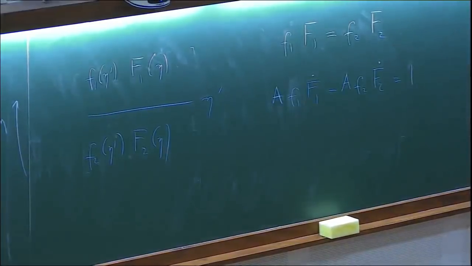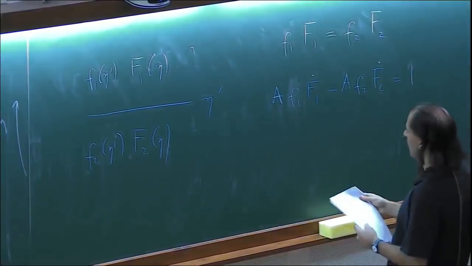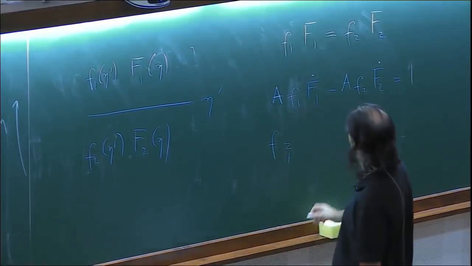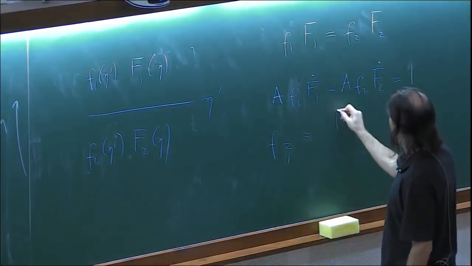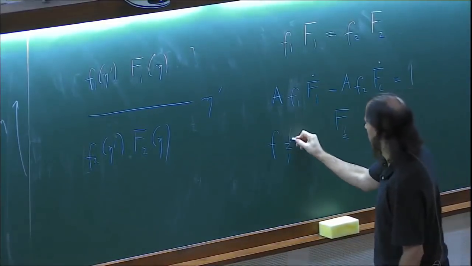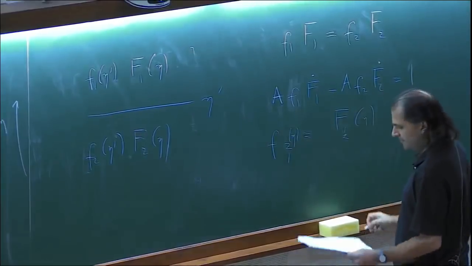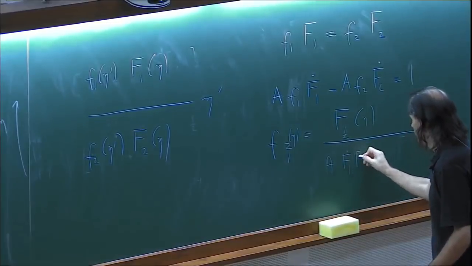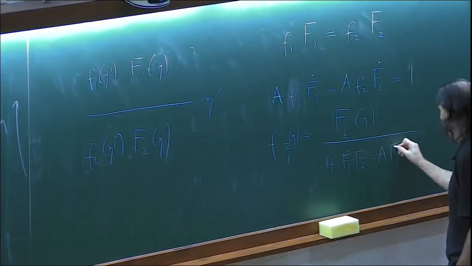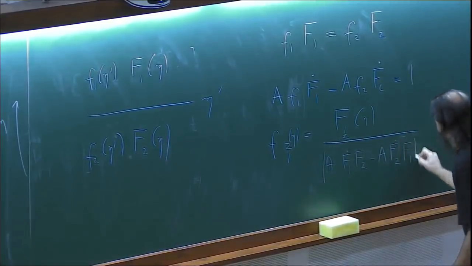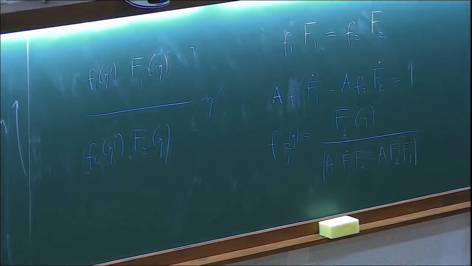Okay, so these are now just 2 equations and 2 unknowns that I can solve for little f1 and little f2. And so what I find is that little f2, as you'd expect, is f1 of eta, divided by a f1 dot f2 minus a f2 dot f1. Okay, so that's literally what you get just by solving those 2 equations and 2 unknowns.